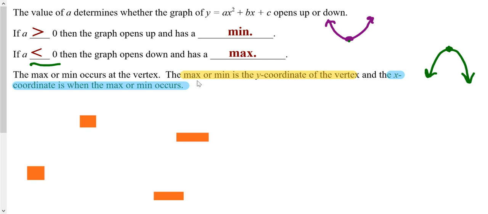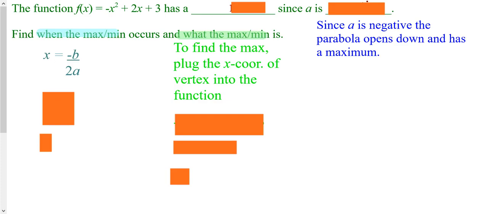If you're asked to find the max or minimum value, that's the y value of your vertex. However, if you're asked to figure out when your max or min occurs, that's the x coordinate of your vertex. So let's take a look at this one here. Let's graph this and find out when the max or min occurs and what the max or min is.